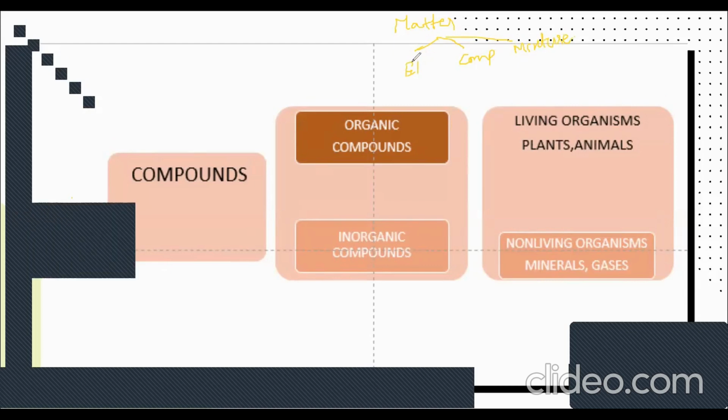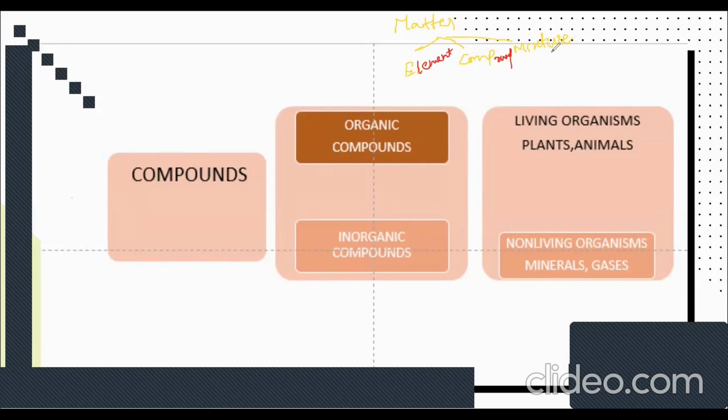Now, if you observe element, compound, mixture: depending upon the molecular arrangement or atoms arrangement, we are dividing the matter into element, compound, and mixture, right? If you take the compound, with respect to organic chemistry, these compounds can be classified into organic compounds and inorganic compounds. First, we classify the total compounds into organic compounds and inorganic compounds.